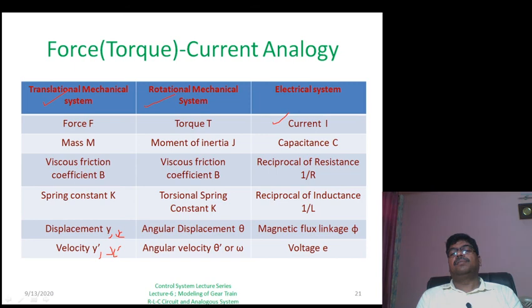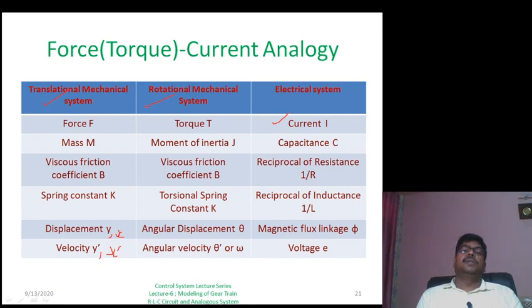Here there is a flux linkage phi, and this flux linkage is similar to the displacement x or y in the translational system and angular displacement theta. If there is a change in the flux, then there will be the development of voltage, meaning E equal to d phi by dt, and that is similar to the velocity y dash or x dash in the translational motion, and angular velocity theta dash or omega in the rotational mechanical system.